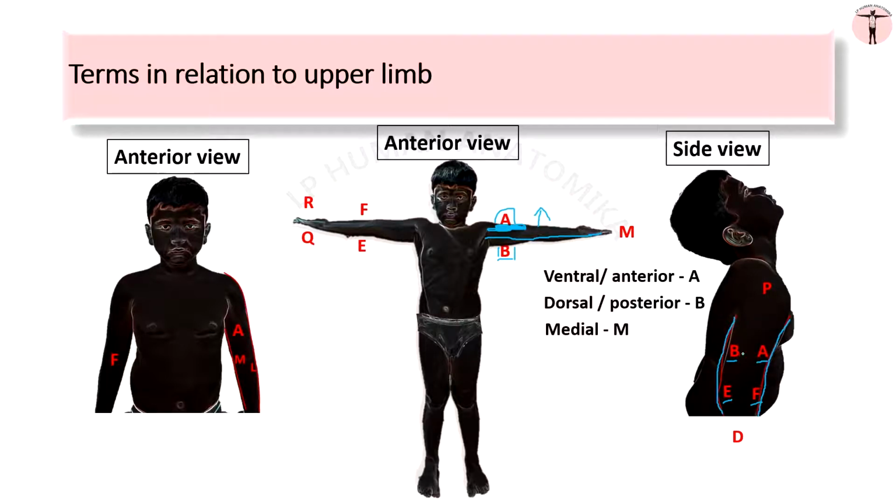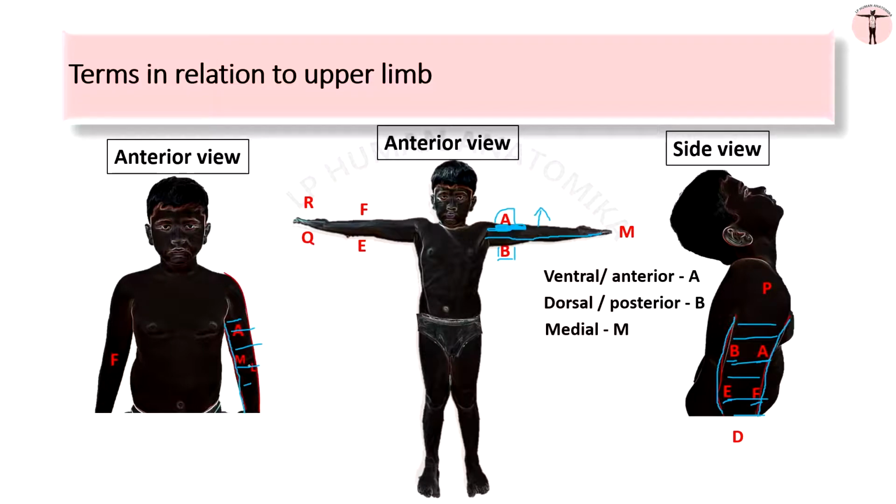So here in the side view, when you see the side of the upper limb, what is seen is the medial view, but it is the lateral side of the upper limb. Now here in the anterior view, which is on the left side, what we are seeing is the medial view. So that is the medial view here.